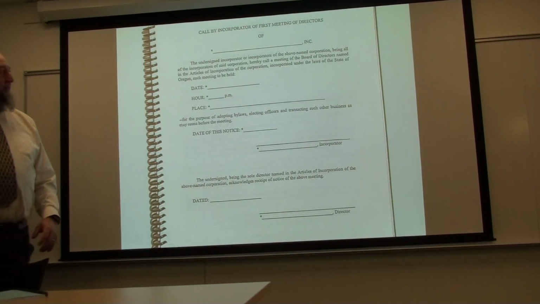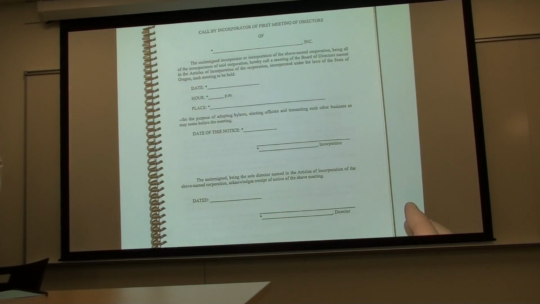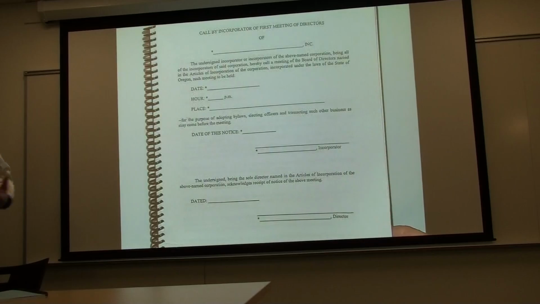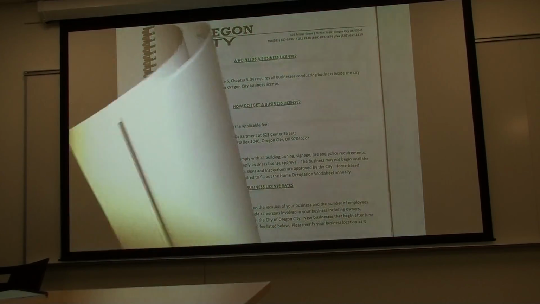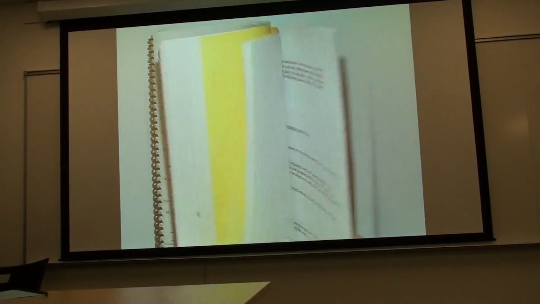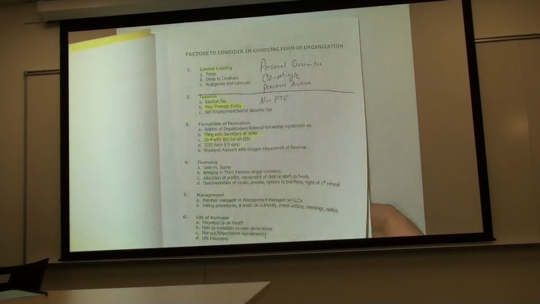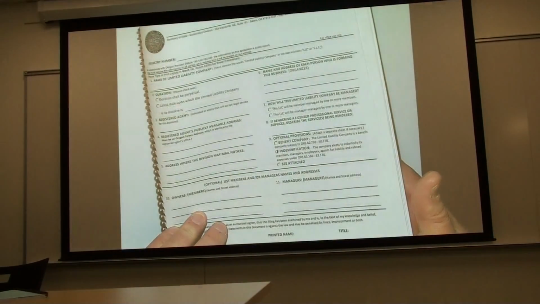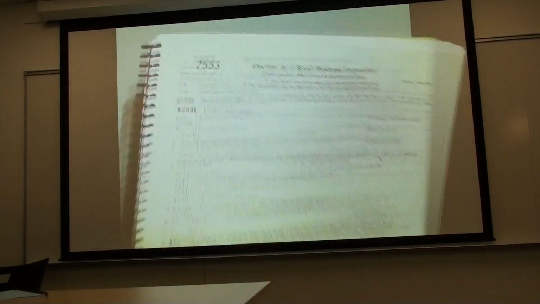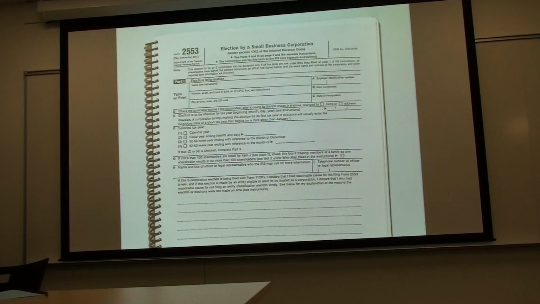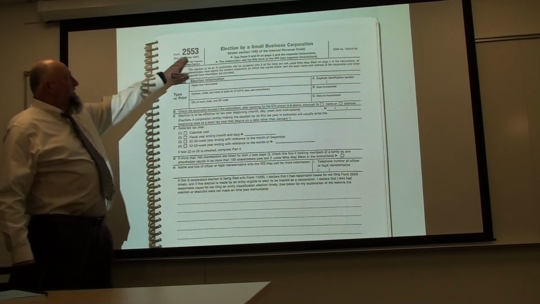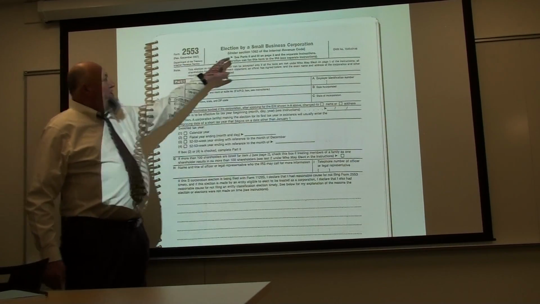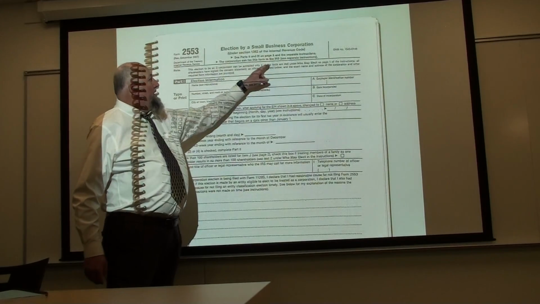So those are basically the forms I want you to use if you're going to do a corporation in your project. And then the final form for a corporation is 2553 form. It's on page 34. Okay. So this is a form 2553. Election by a small business corporation.